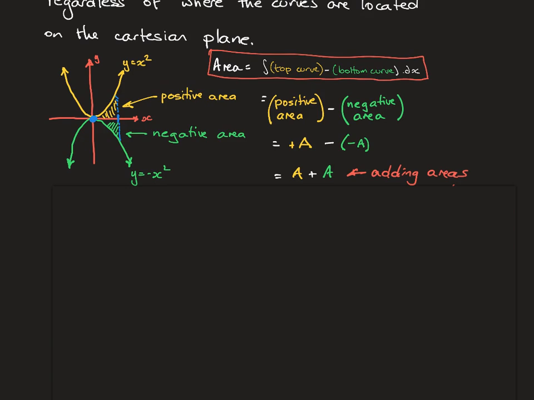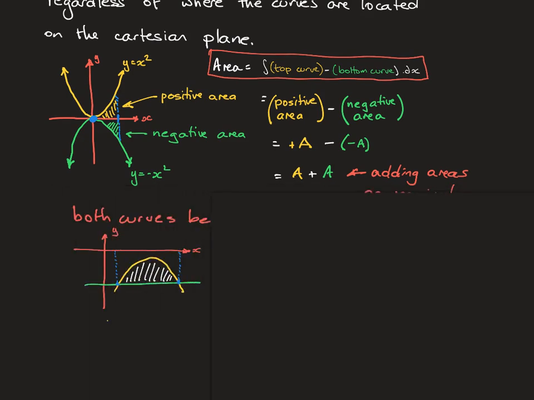the bottom half of the Cartesian plane? What happens then? So let's have a look at this. If they're both below the x-axis, here's our x-axis and our y-axis, and here's a yellow curve and here's our green curve, and we're going to integrate between the points where these two intersect.